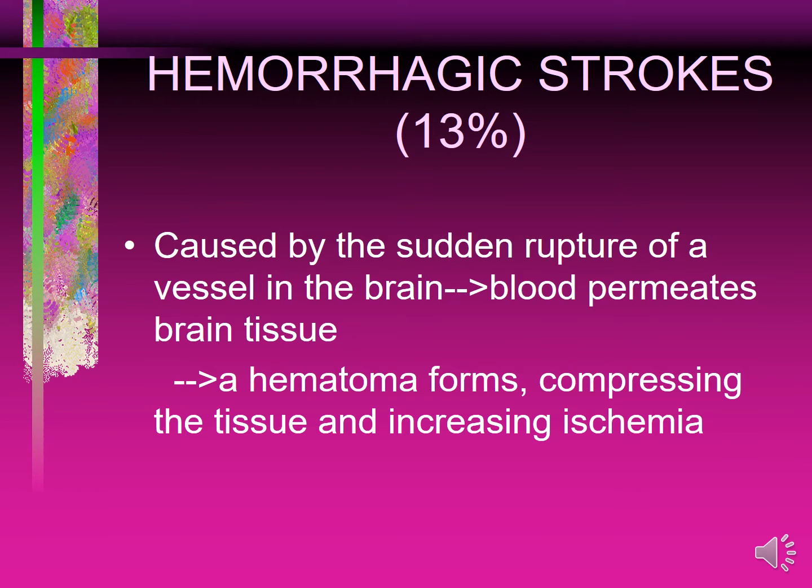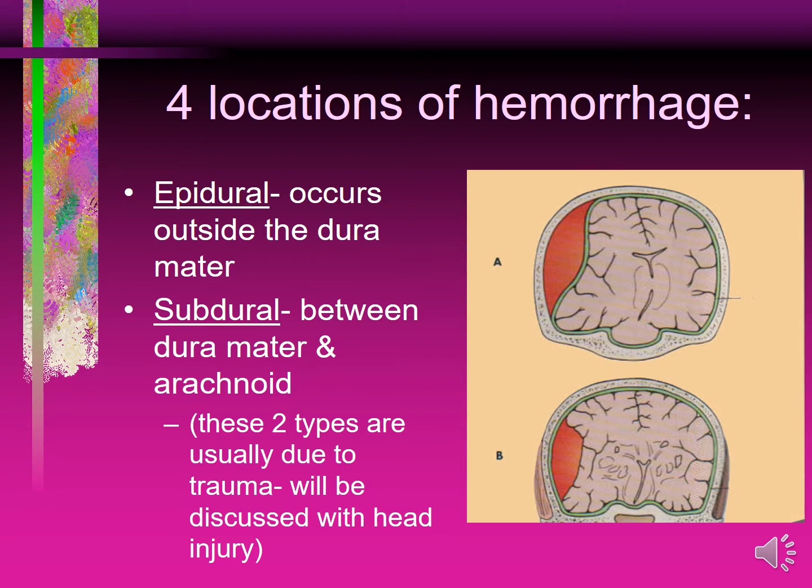And basically then you have happening what happened with the ischemic stroke as well. You have compression of the brain tissue and increasing ischemia, and the final result is the same as the thrombotic stroke. You have lack of oxygen and lack of nutrients getting to the brain tissue, and then you have death of the cells.